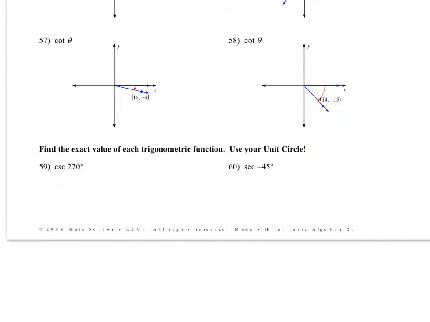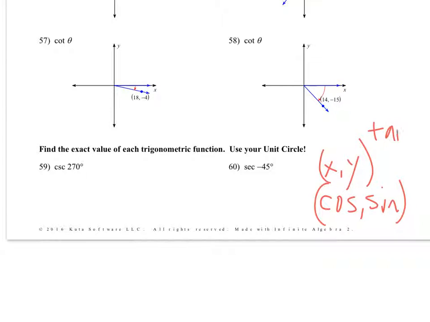Next, we'll look at number 59, and we're supposed to find the exact value of the trig function indicated, and you're going to use your unit circle, because remember, on the unit circle, we know coordinates, and coordinates on the unit circle are x comma y, but that is also cosine comma sine. So the x is cosine, the y is sine, and then we also are having you learn or memorize the tangents at each spot. So I have the three basic trig functions, and you can find any of the reciprocal functions if you know the three basic ones.